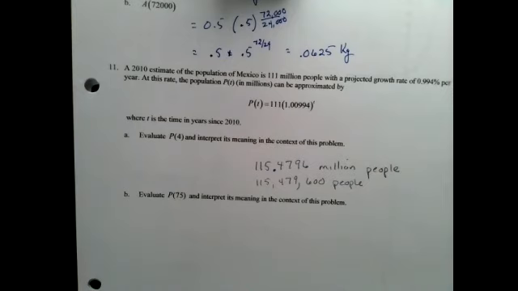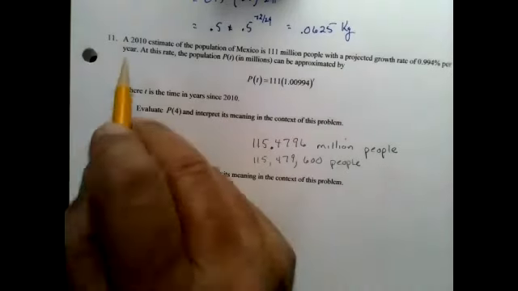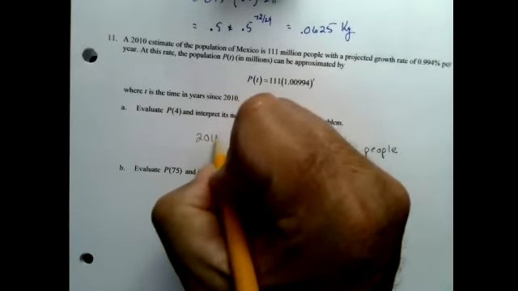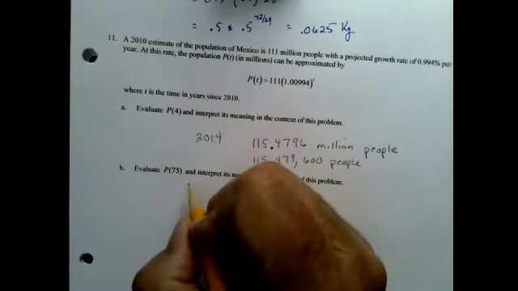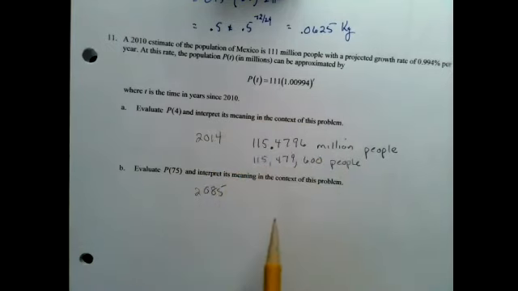Did anybody get a different answer? Did anybody get the same answer? Yeah, that's what I got as well. Excellent. Can someone put in the chat what they got for B? After 75 years. So this was in 2010 when it started. 4 years later, this is 2014. 75 years later is going to be in the year 2085.